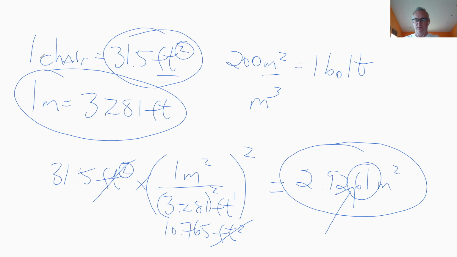And so I have three bolts of fabric, so that's 200 square meters. That's 200 square meters is one. So I have 600 square meters of fabric. And I need to convert that. What do I need to convert that to? What's my answer gonna be? Feet? Nope. Chairs, yeah. I need to convert it to chairs.